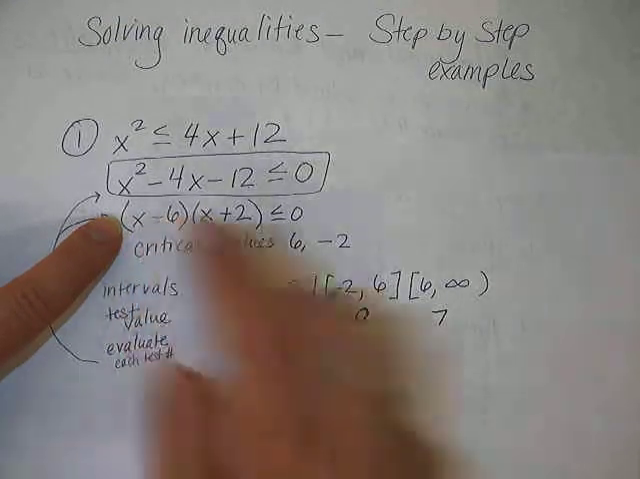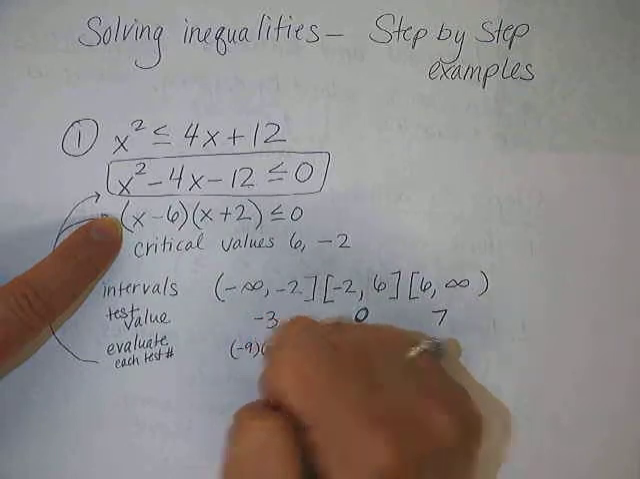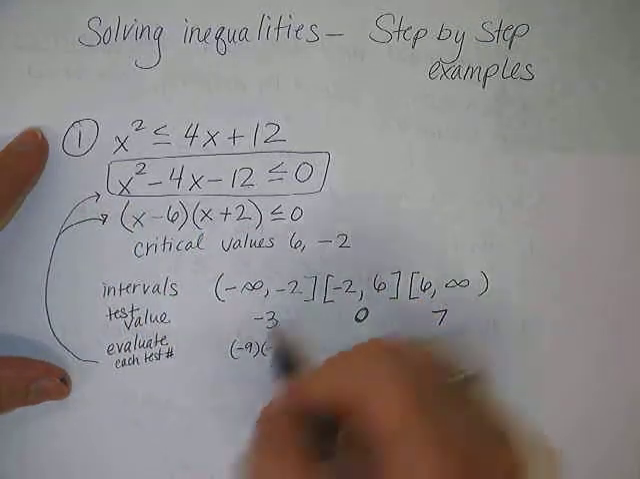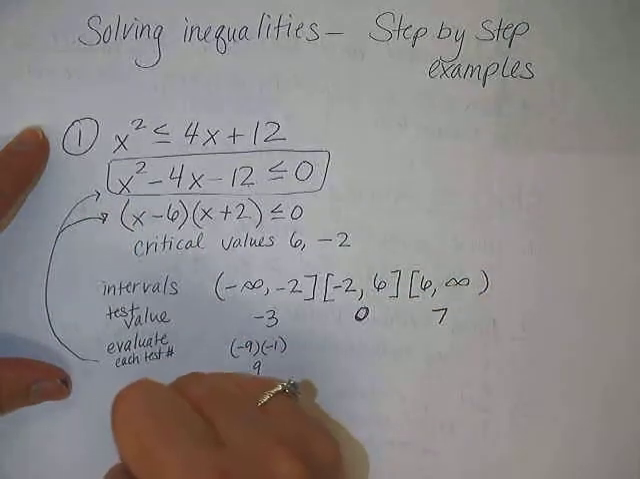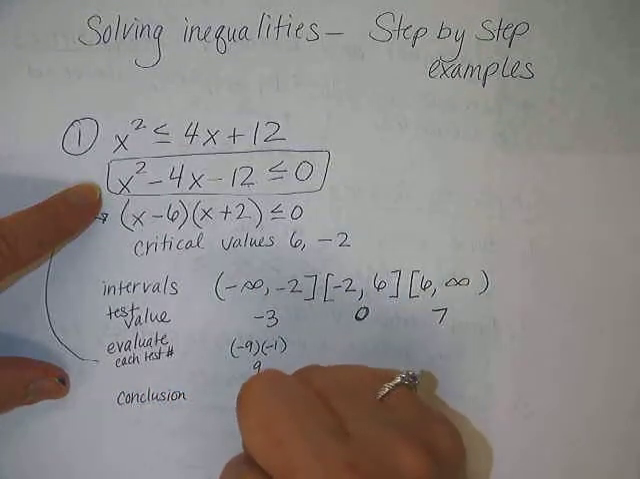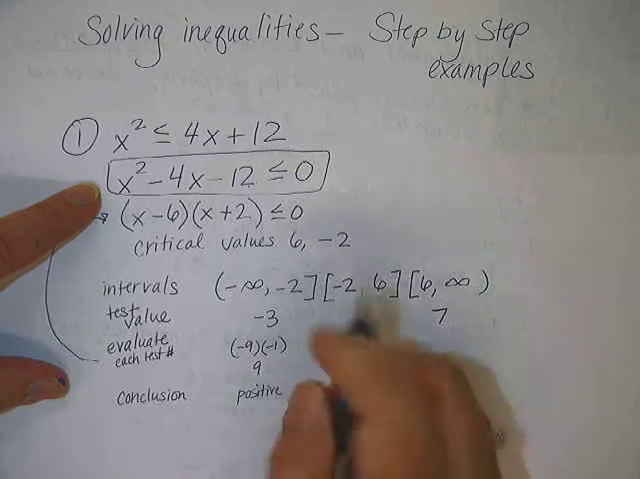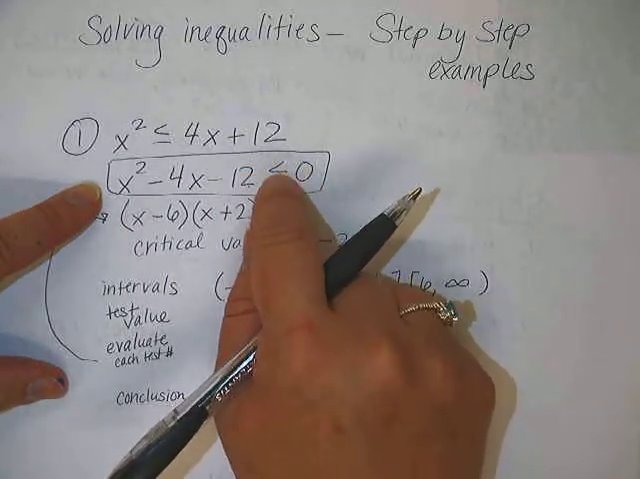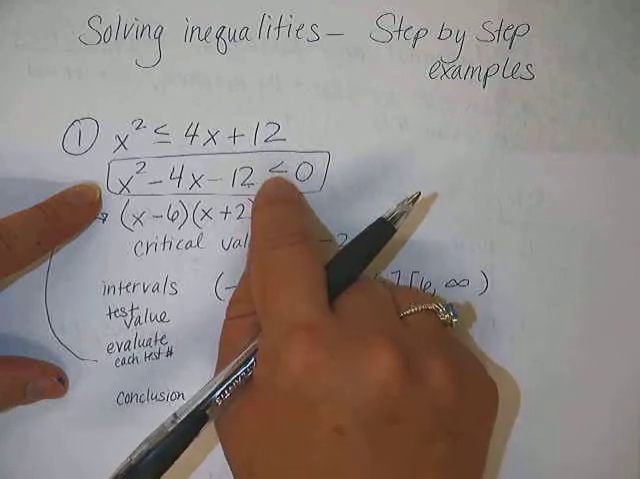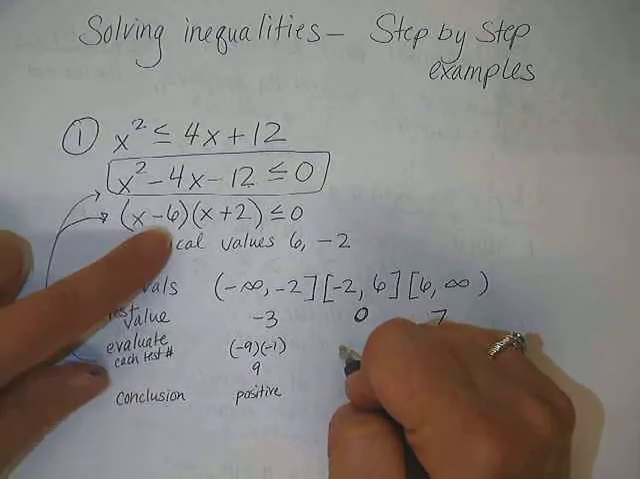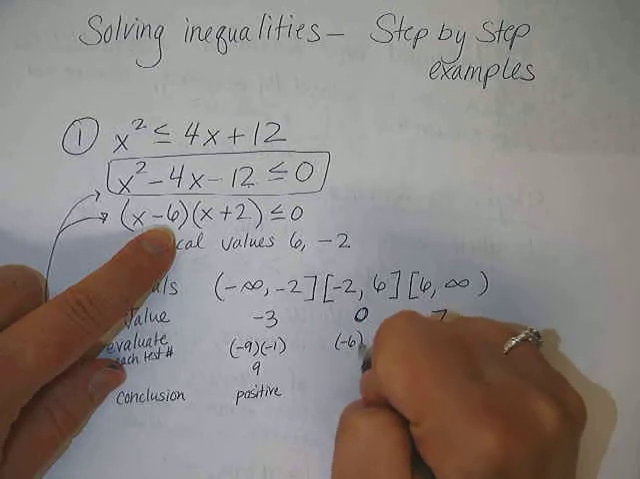Okay, so let's go ahead and take our test value and plug it in. So negative 3 minus 6 is a negative 9, and negative 3 plus 2 is a negative 1. When we multiply negative 9 and negative 1 together, we get a positive 9. So the conclusion that we reach about that test value is that the value will be positive at that point. That will yield a positive answer, positive 9, which is not less than or equal to 0. It's greater than. So that is not going to be part of our answer. But we just keep going with our table. We will conclude that at the end.